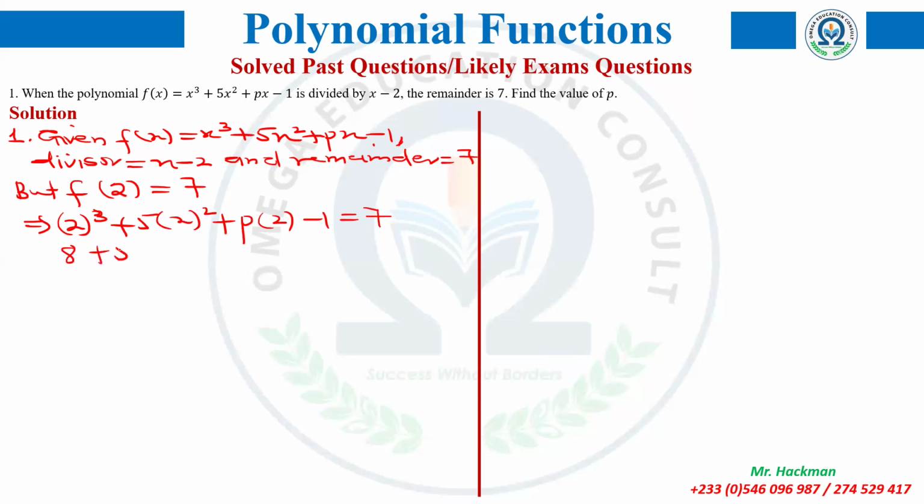Plus 5 into 4. Deal with the powers first. Then plus 2p minus 1 is equal to 7. All correct? So we are going to get 8 plus 20 plus 2p minus 1 is equal to 7. So indirectly, I can write my 2p here.